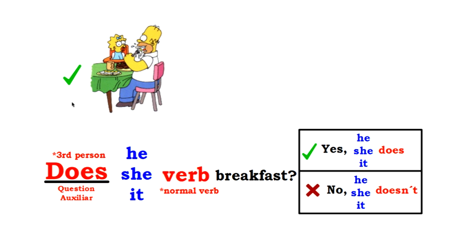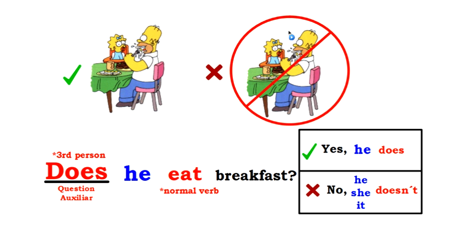So, the question is, does he eat breakfast? Remember, the third person question auxiliary does because my subject is he, and then my verb eat. Does he eat breakfast? Now, the answer, yes, he does. Or, for this example, no, he doesn't. Very good.